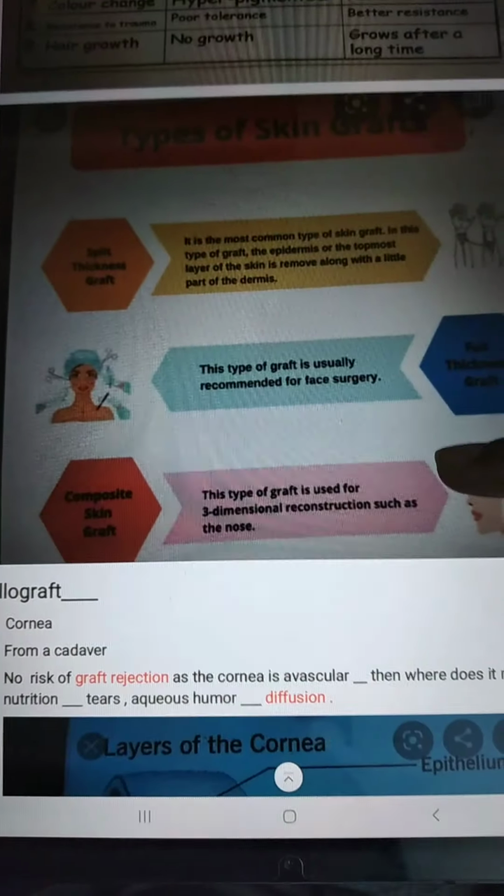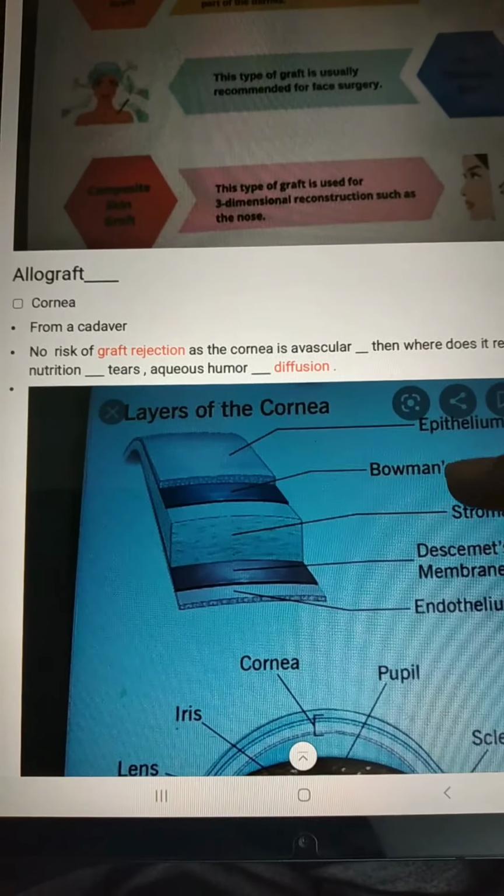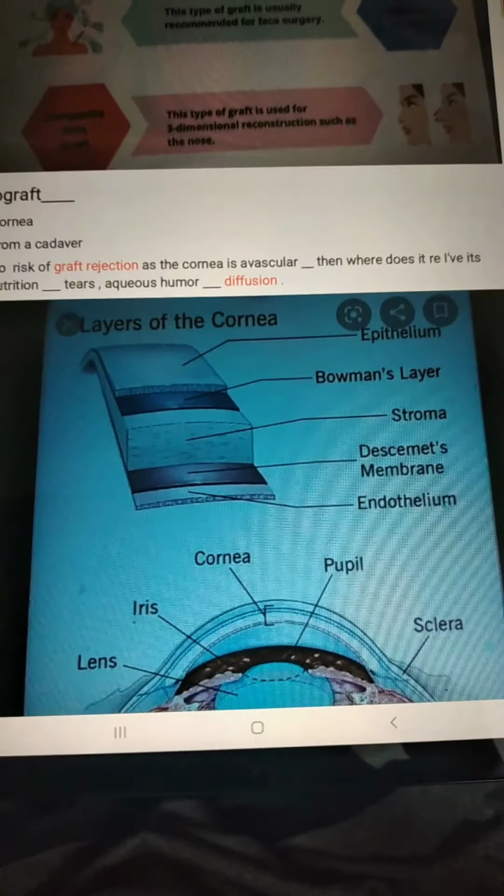Next, coming on to the allograft. An allograft is from a different individual, a donor individual. So here you are talking about the cornea. The first entity is corneal transplantation, and that is collected from a cadaver.